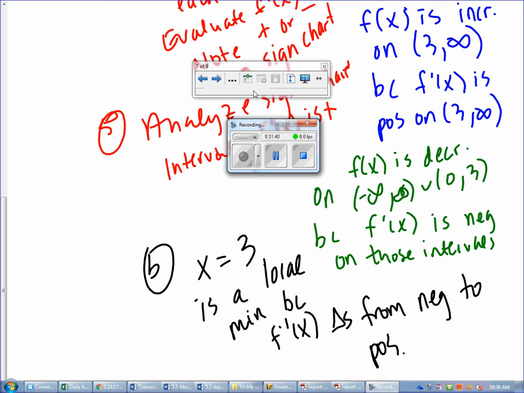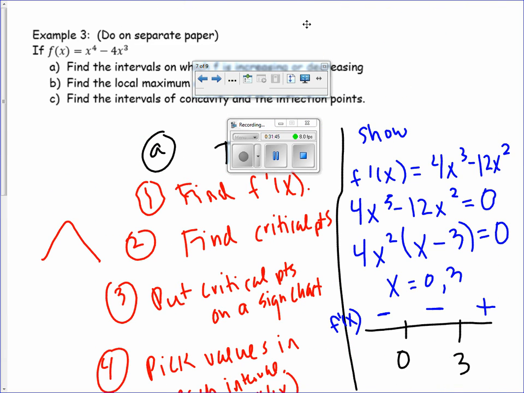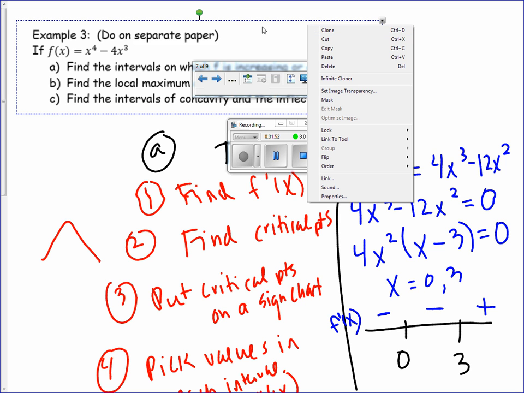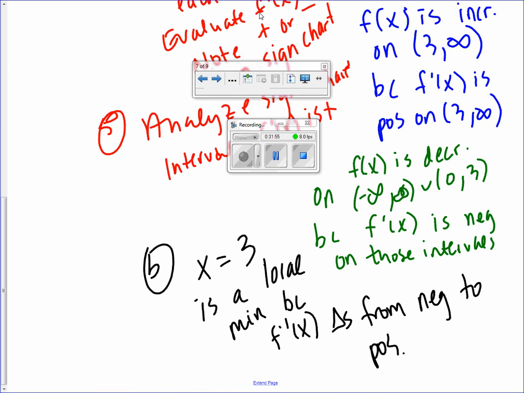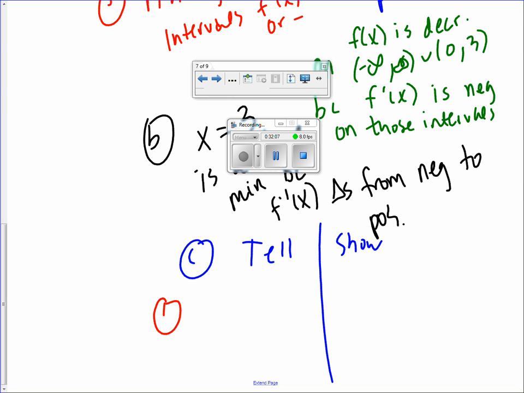If we're looking at intervals of concavity, what are we analyzing? We're analyzing the second derivative, okay? So our table is going to change here. What would we need to find? We have to find the second derivative, right? So this is part C. We do have to do a fresh table here. Okay, so we do need to find the second derivative. I'm just writing f double prime. We're finding the second derivative.